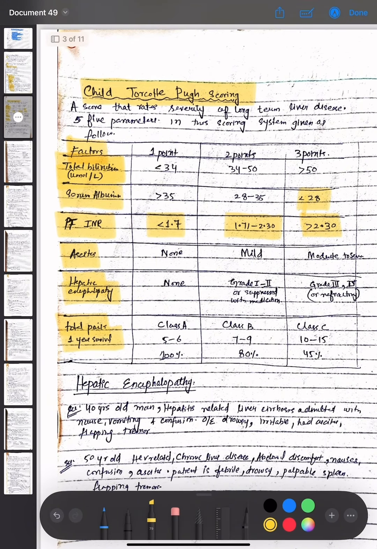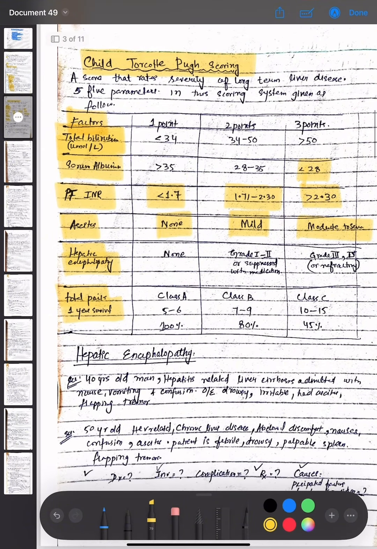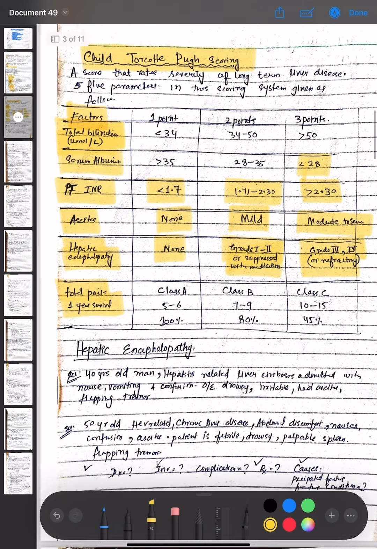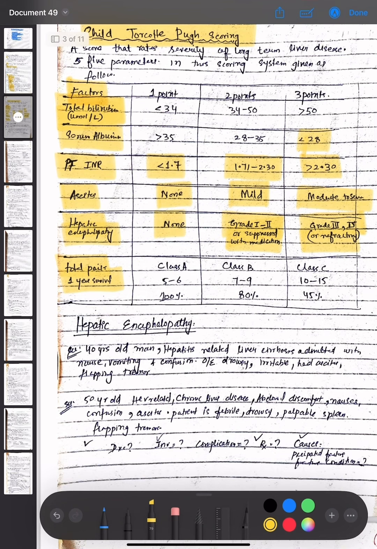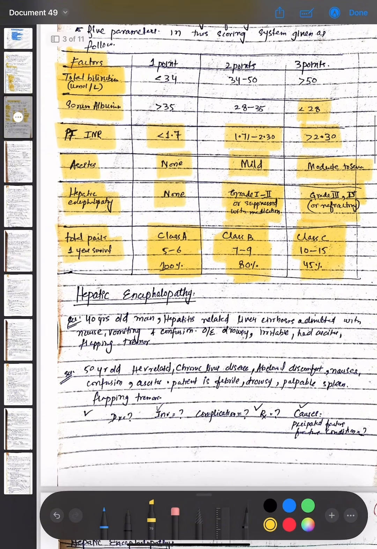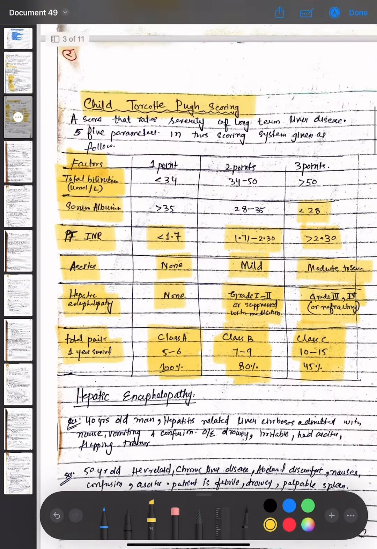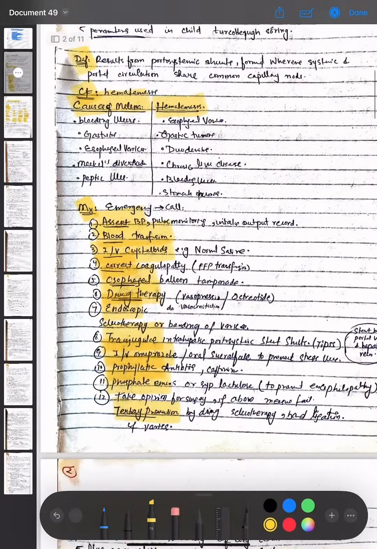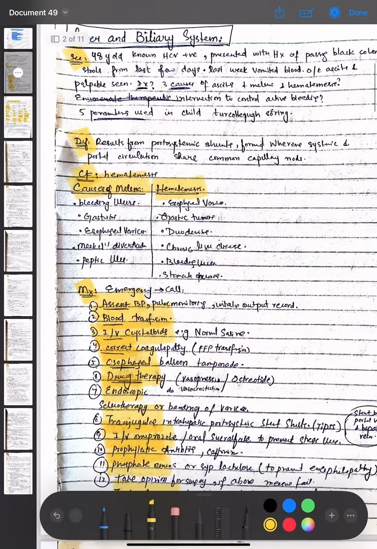Ascites, if none, 1 point. If mild, then 2 points. And if moderate to severe, then 3 points. Hepatic encephalopathy, if none, then 1 point. If grade 1 or suppressed with medications, then 2 points. And for grade 3 and 4 or refractory, 3 points. For class A 5 to 6, class B 7 to 9, and class C 10 to 15, the survival is 45%. So we have discussed the topic of liver disease.